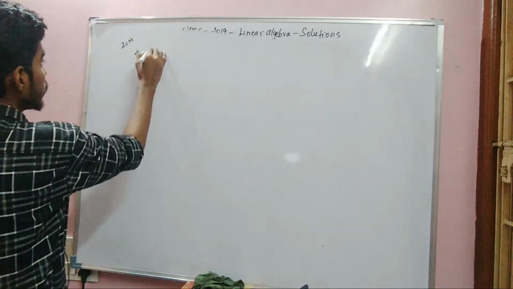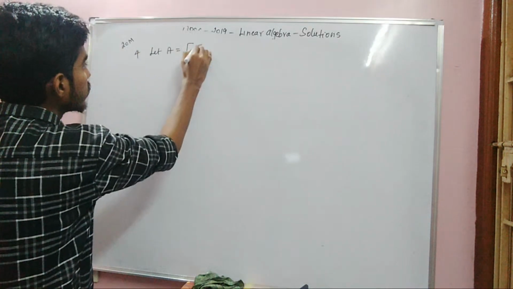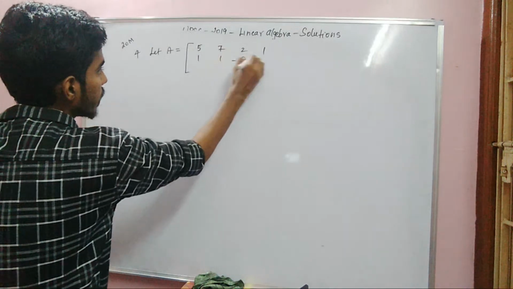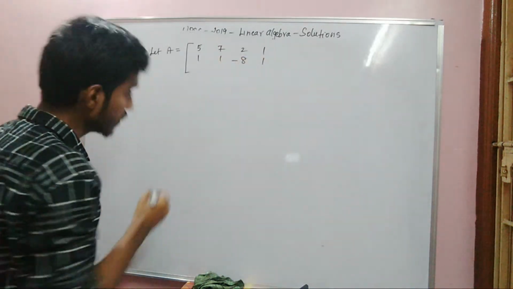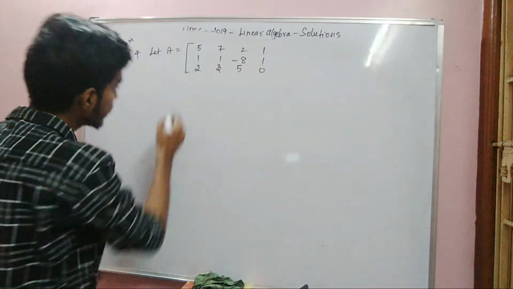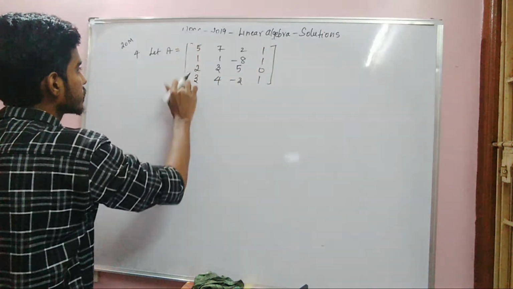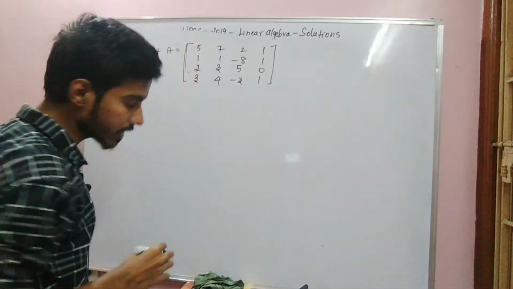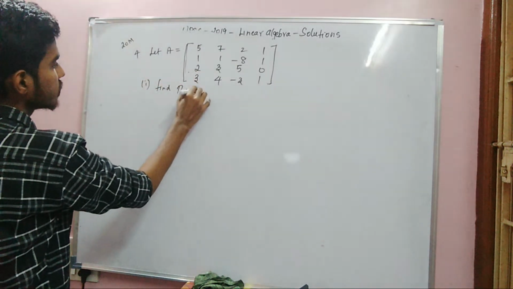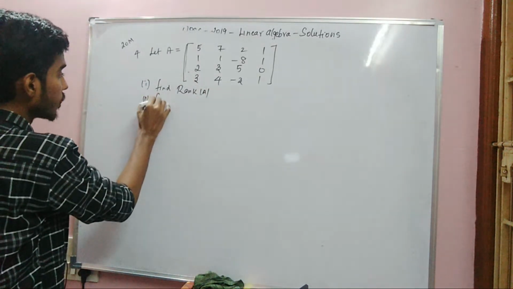Very easy problem. Let A be equal to the matrix 5 7 2 1, 1 1 minus 8 1, 2 3 5 0, 3 4 minus 3 1. This is our matrix. First, find the rank of A. These are very elementary, right? Second, find the dimension of the subspace.